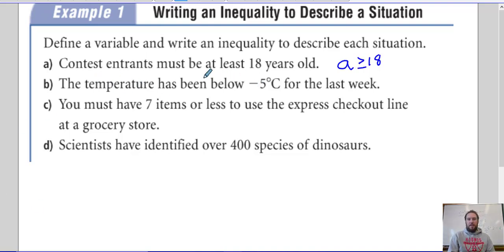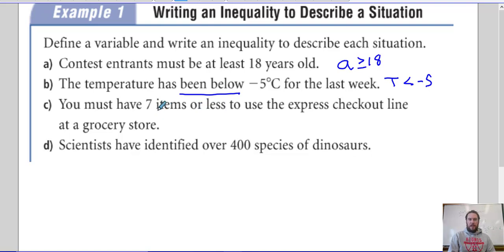The temperature has been below minus 5 degrees Celsius all week. So T is less than -5. Now notice I didn't put the equals to because it says been below, not it got up to -5 or it's been -5 and less, but it's been below -5 all week long. So we're not going to put the equals to.